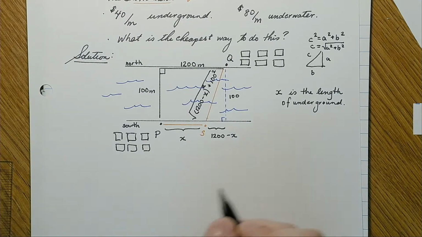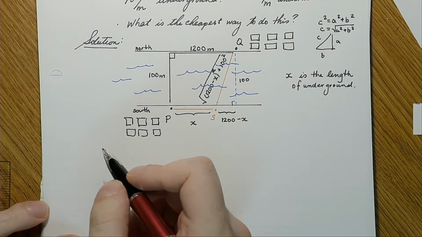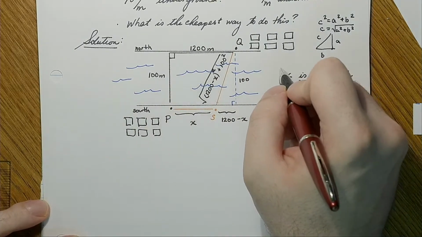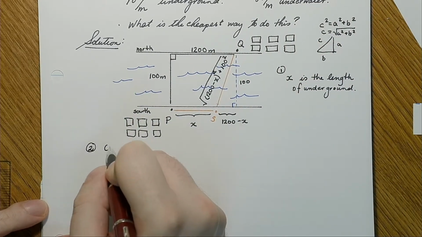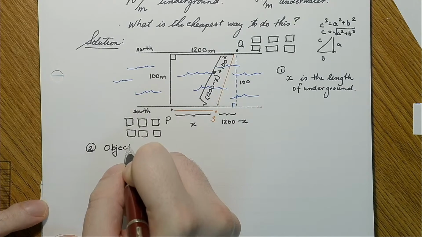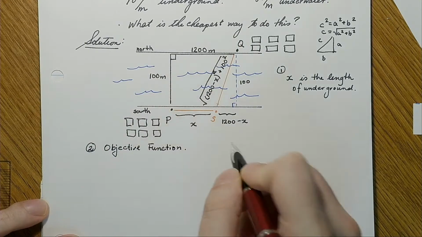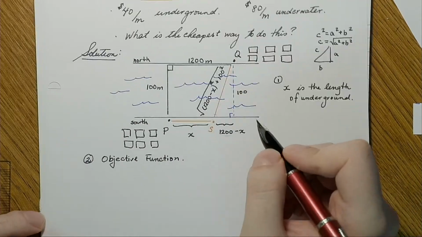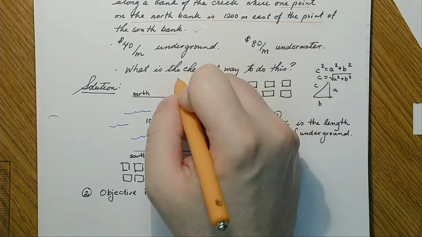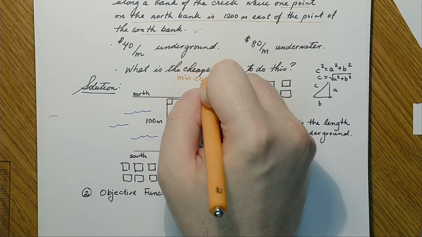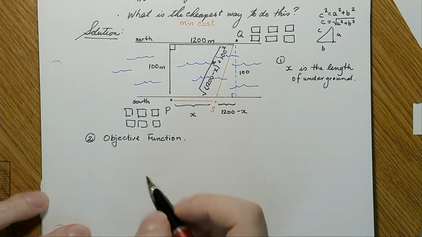Okay, so the second part. I've drawn my diagram. I've defined my variable. What's my objective function? Well, from this, they want the cheapest way. That's code for minimum cost. So what we need to do is minimize a cost function.